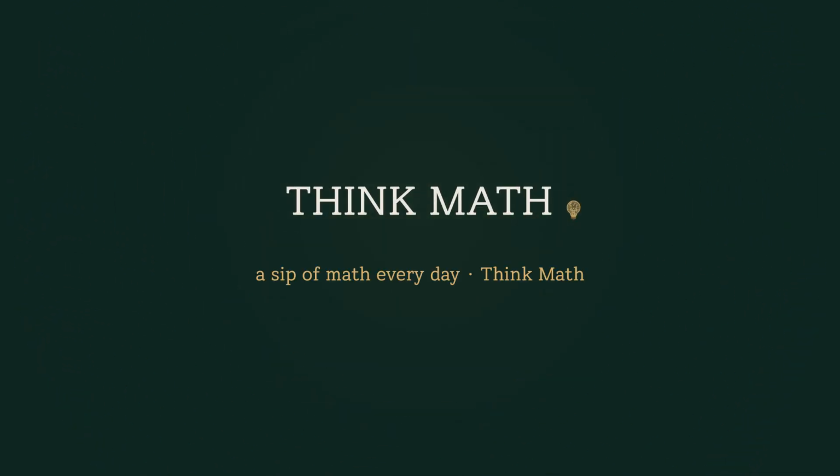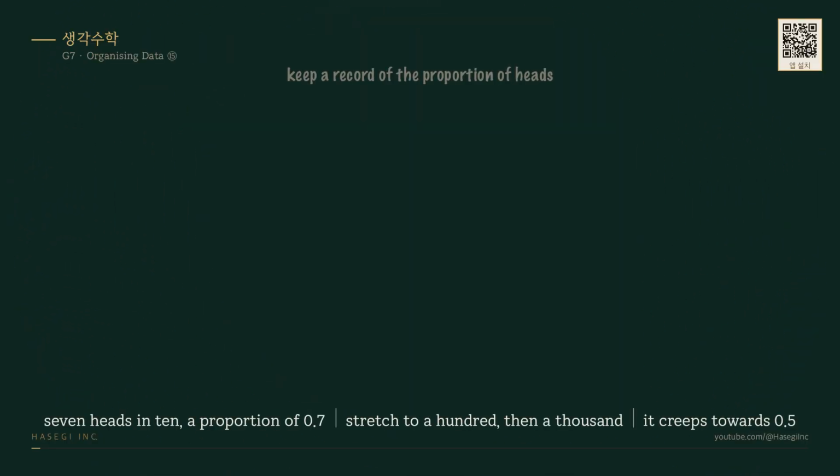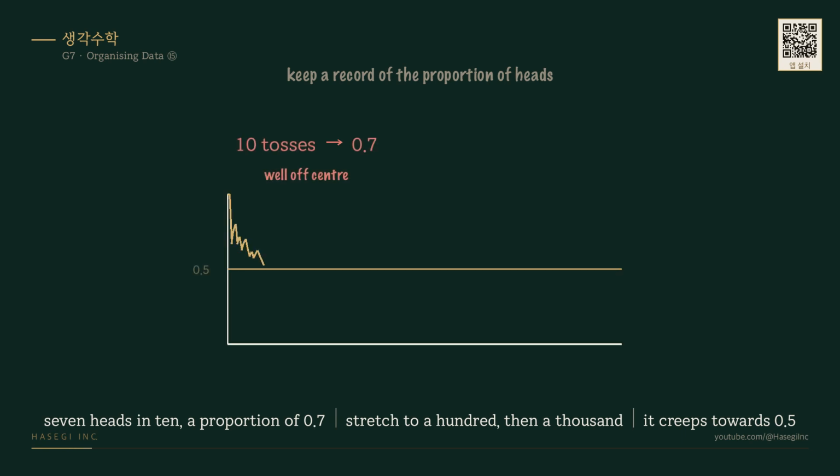Think math. Toss a coin and keep a running record of the proportion of heads. 10 tosses gave 7 heads, so the proportion is 0.7, rather lopsided. But stretch it to 100 tosses, then 1,000, and the number creeps towards 0.5. What is pulling it there?